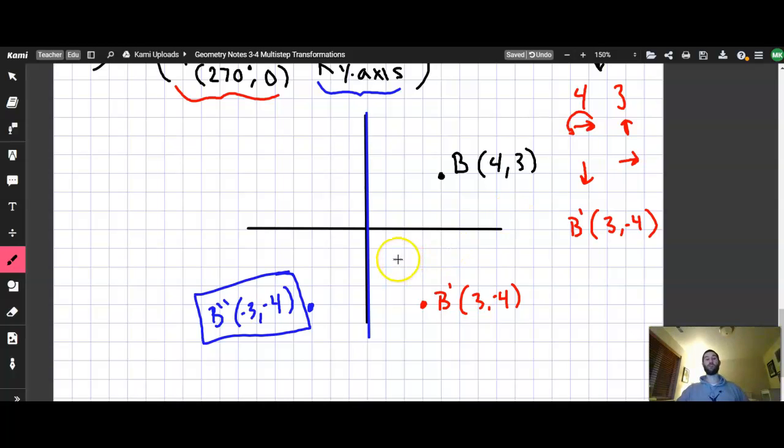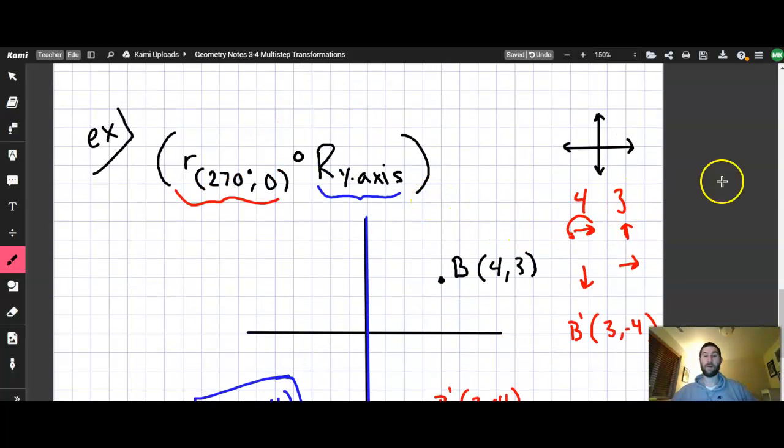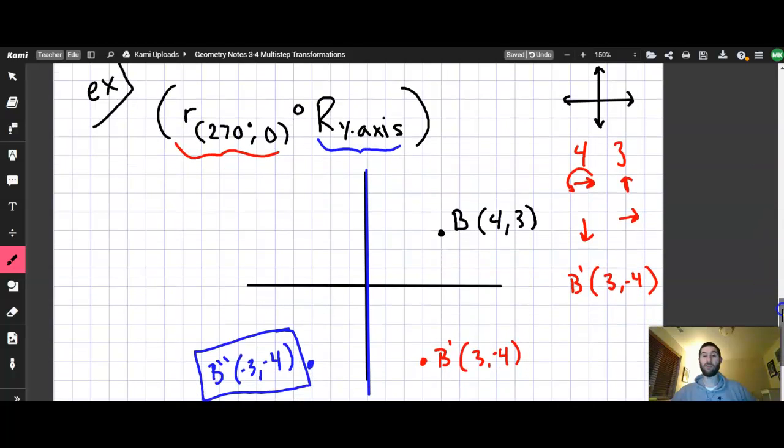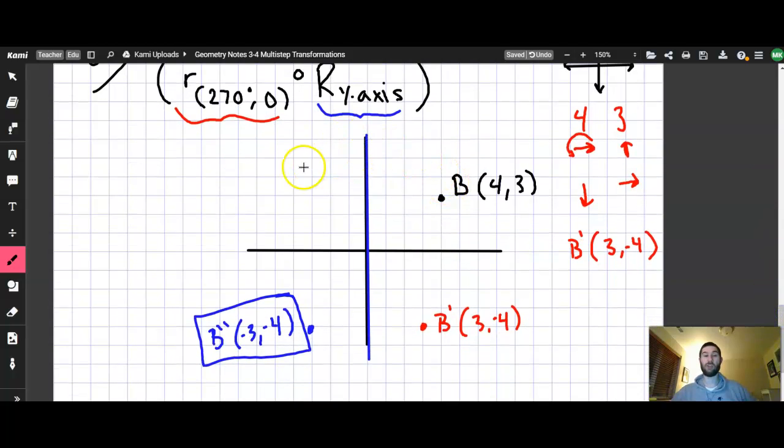And so, ladies and gentlemen, here we are. We did our composition of transformations, the rotation 270 degrees around, and then the reflection to get to our final point.